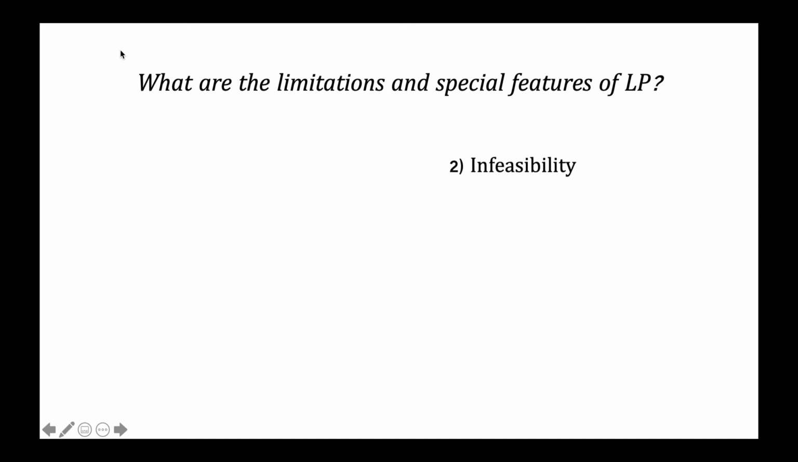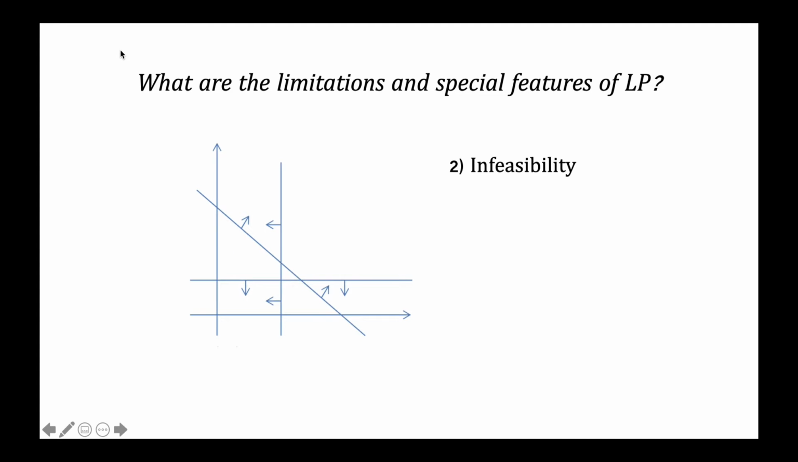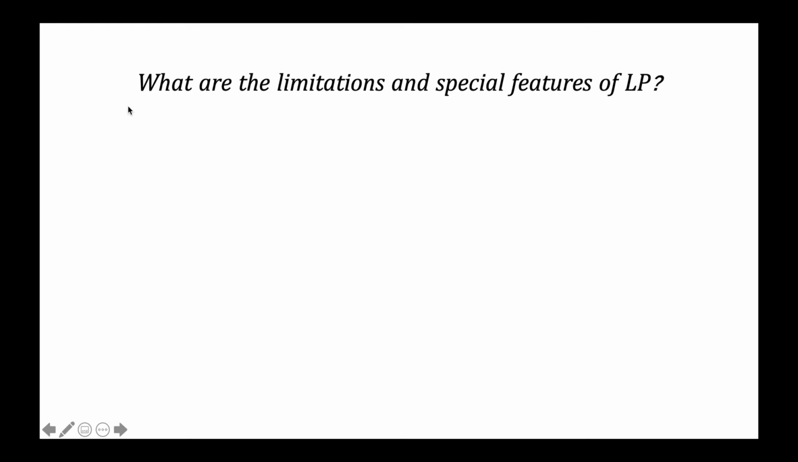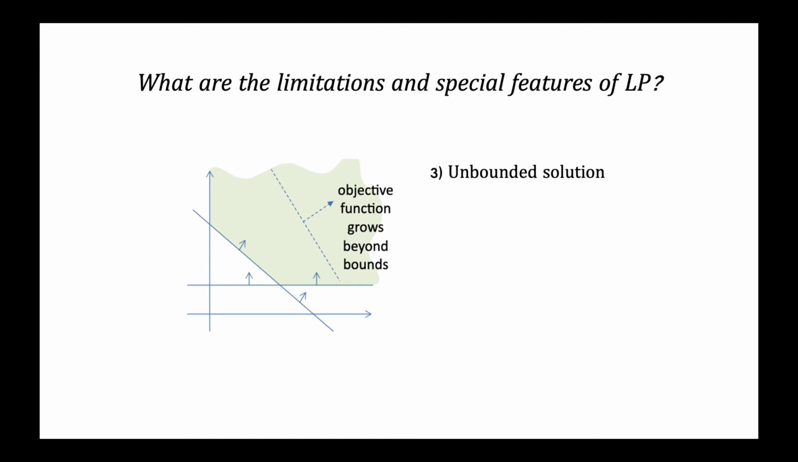The second limitation is about infeasibility. This happens when no single solution satisfies all of a linear programming problem's constraints. Thus, no feasible solution region exists. Such a situation might occur, for example, if the problem has been formulated with conflicting constraints. The third limitation takes place when we arrive at an unbounded solution. This happens when a linear programming problem may or may not have a finite solution, as the objective function grows beyond bounds.